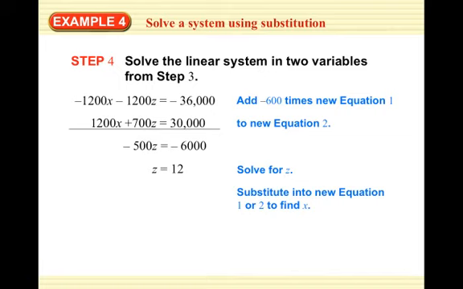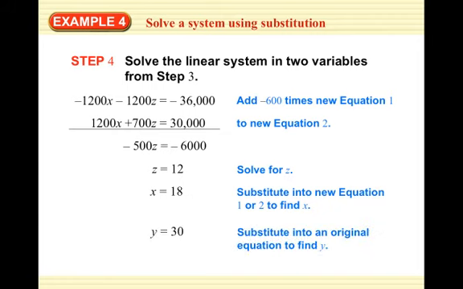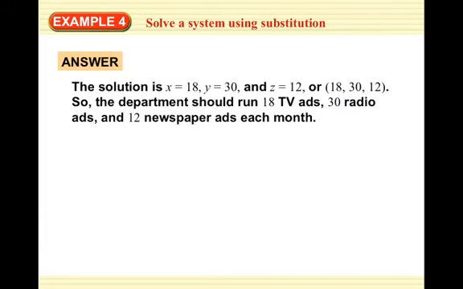Okay, so when we substitute in 12 for z, we get 2x plus 24, because 2 times 12 is 24, equals 60. We subtract 24 from both sides, and we get 2x equals 36. Divide both sides by 2, and we get x equals 18. So now what you want to do is take x equals 18 and z equals 12 and plug it into any one of the original equations. Equation 3 is probably the easiest. So y equals x plus z, so y equals 18 plus 12, and so y equals 30. Okay? All right, so what does that mean? That means that since the solution is 18, 30, 12, the department should run 18 TV ads, 30 radio ads, and 12 newspaper ads each month.